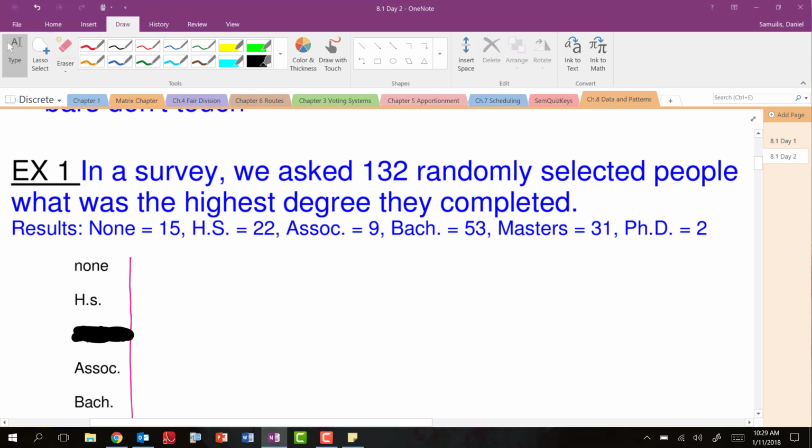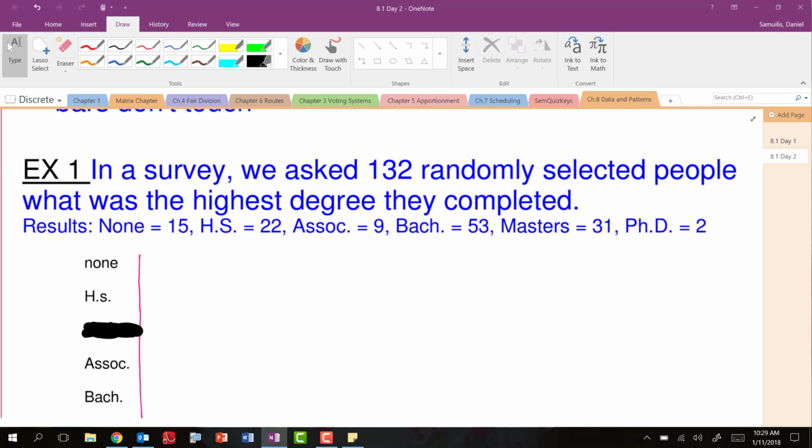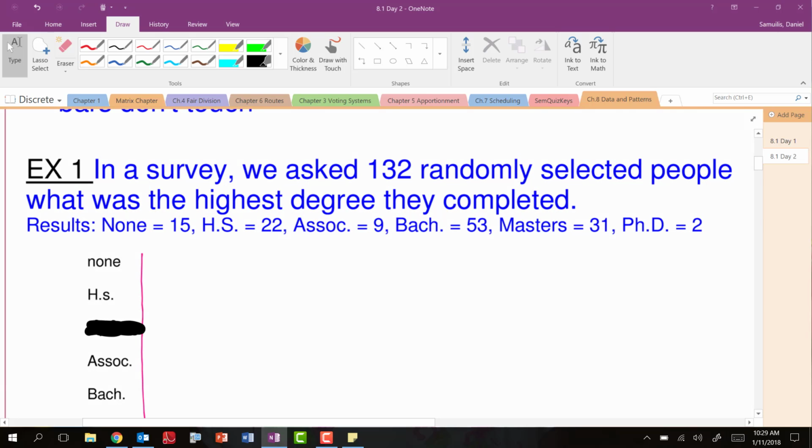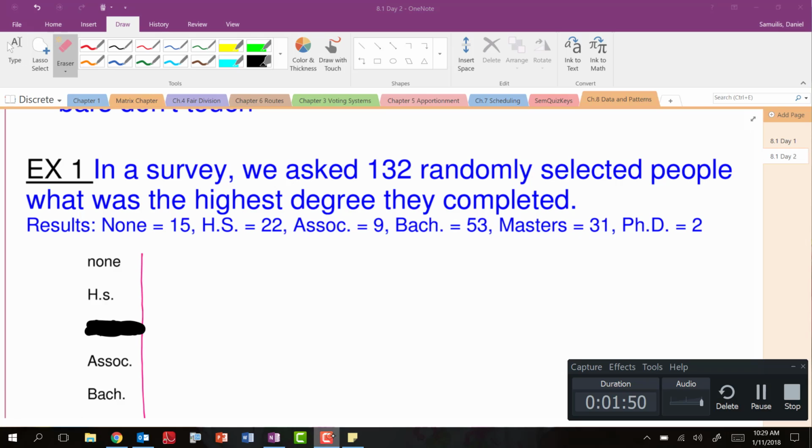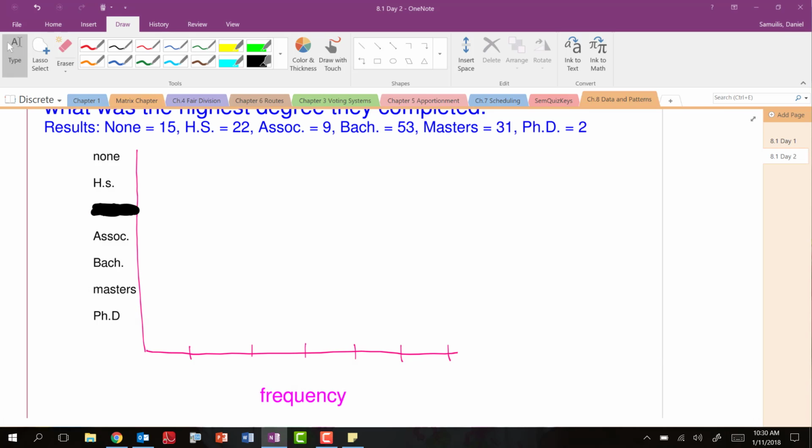So get a survey. Remember, that was one of the 3 ways we talked about yesterday to get data: experiment, observation, or do a survey. I'm sure there's more than that, but ask 132 randomly selected people, what is the highest degree they chose? And then I don't have to read for you. There's the results. Okay, so take a minute to write those down if you're a note taker. All right, Mickey Mouse stuff.